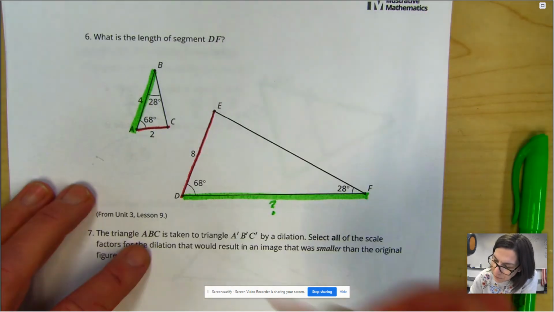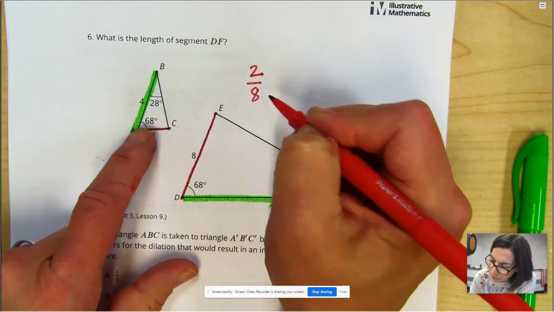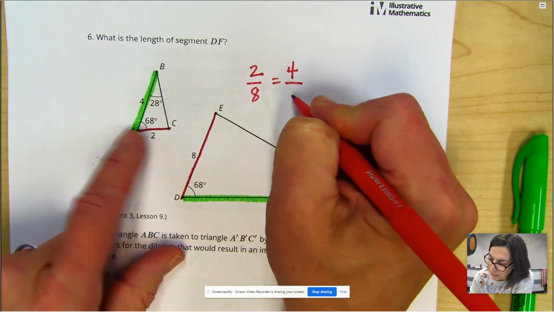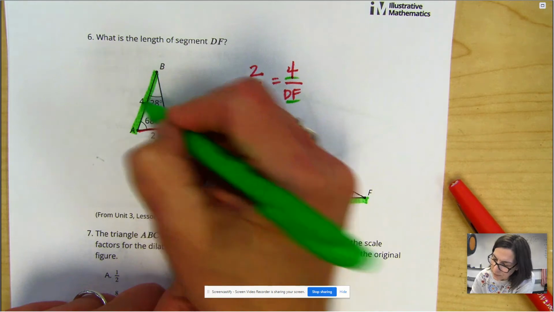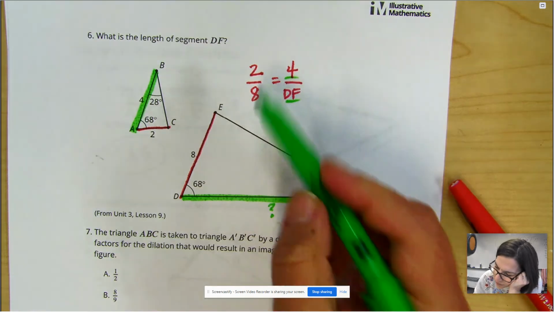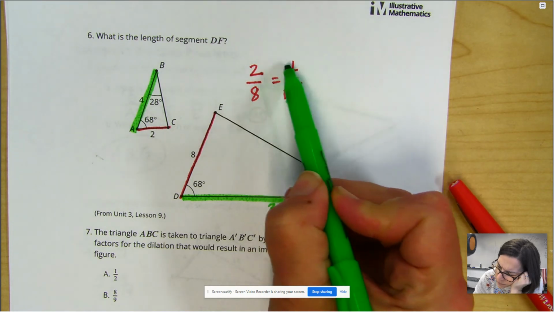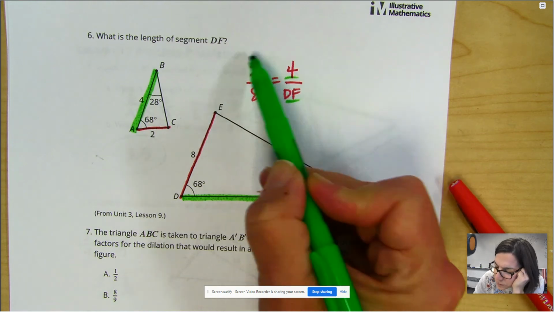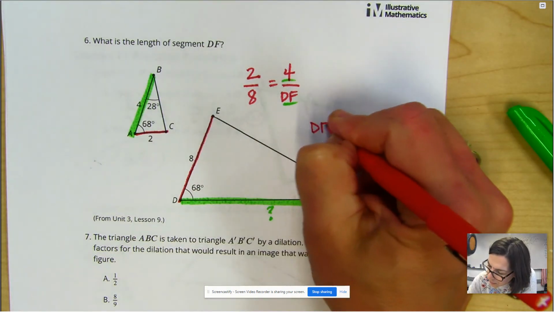So we can write, I'll go from little to big. 2 is to 8 as 4 is to DF. So sometimes you can mentally do them, right? You can just say, oh, this is times 4, so this needs to be times 4. That should be 16. You can go, oh, this is doubled across, so that needs to be doubled across, 16. Or you could do cross products. 32 divided by 2 is 16. Anyway, DF equals 16.